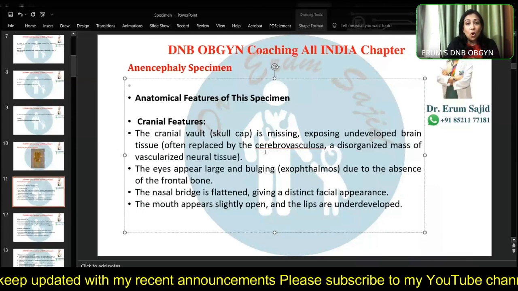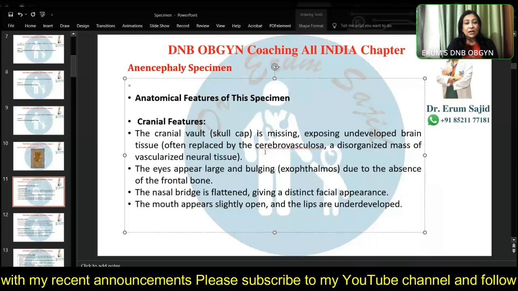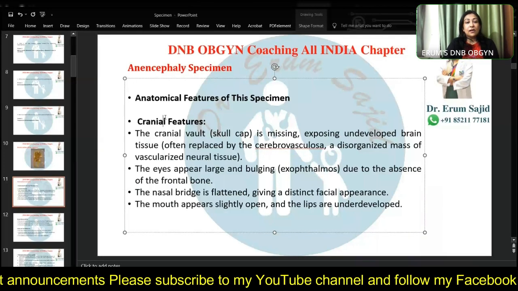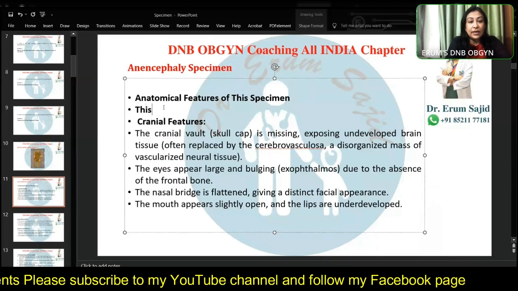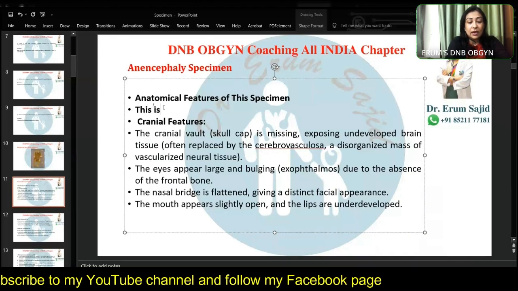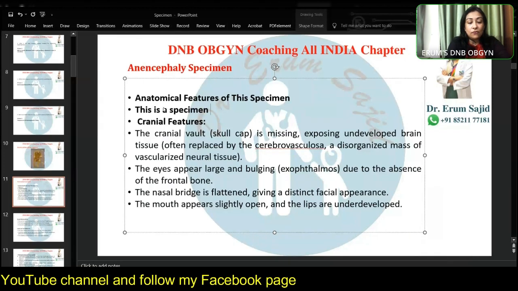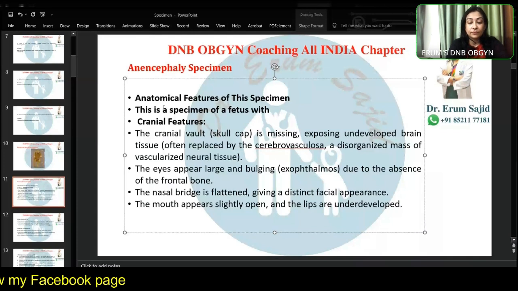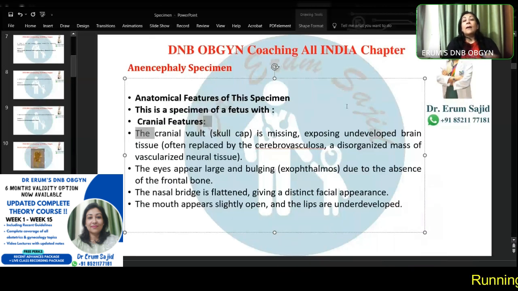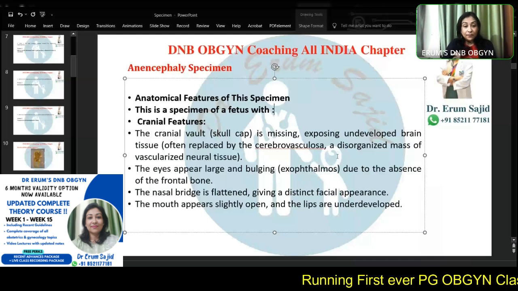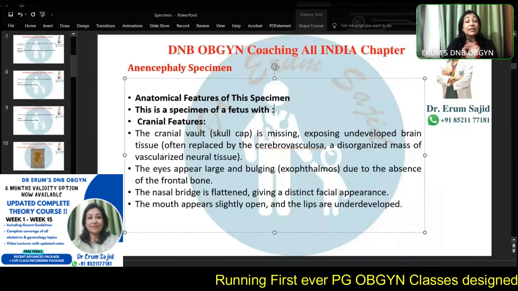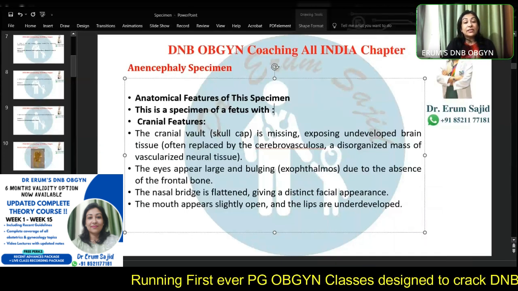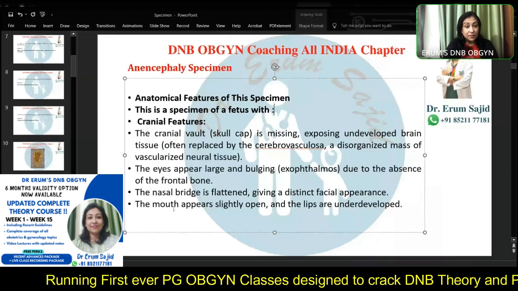Okay, this is a specimen of a fetus. Let me start with this. This is a specimen of a fetus with cranial vault missing. There are certain cranial features exposing the undeveloped brain tissue. Eyes appear large and bulging. The nasal bridge is flattened, giving a distinct facial appearance. Mouth appears slightly open and the lips also seem underdeveloped.